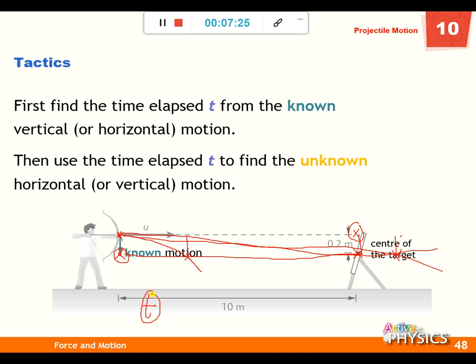Using the same time, you should know that Ux, then we can obtain the range. This range R should be 10. This time should be the time of flight. This one you should know, this one you also know. But of course, this one you don't know in this case because U is unknown. You can find it out.